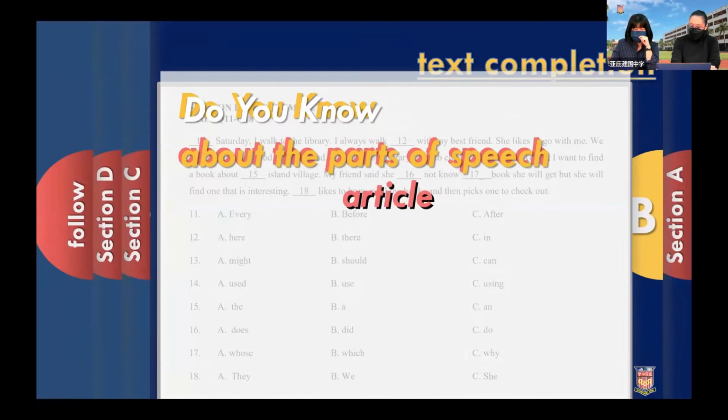Article. You know what is a and the? So when do we use an? Can you give me some nouns that match with the article an? When do you use an? An umbrella. A, E, I, O, U. Okay. Then I want to test you for the word university.